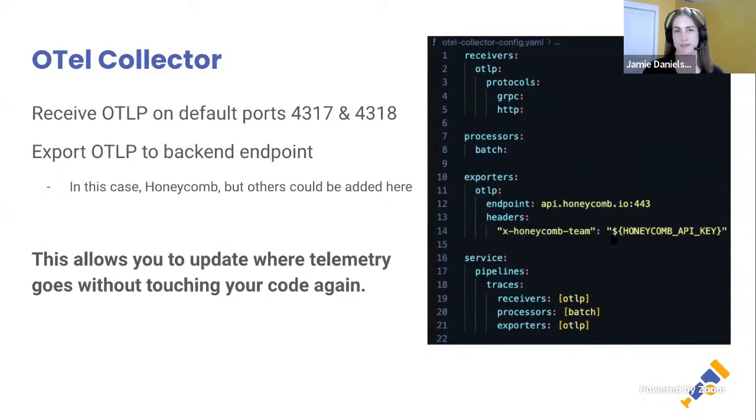An example of a configuration is just receiving OTLP wire format, processing it as a batch, and exporting it. In this case, we're just going to export it to Honeycomb, but you could also be exporting it to Jaeger, to Lightstep, to those other backends that I mentioned before. But what this allows you to do is, after you've instrumented your code with OpenTelemetry, you can change where that data goes without having to touch your code again, because we're just setting our endpoint here in the collector.